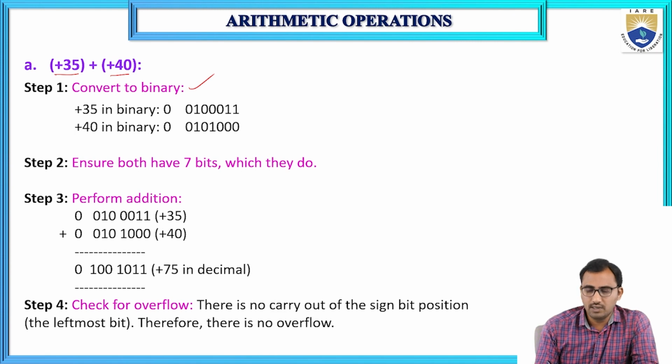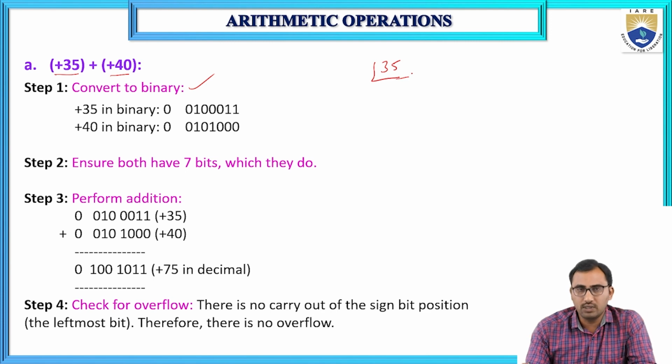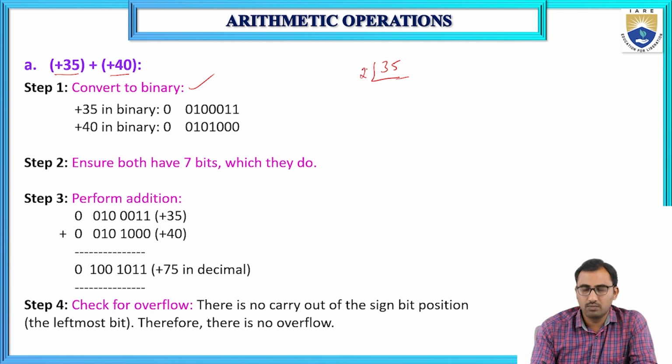So how can we convert? By using division. In order to convert to binary, we have to divide the number by 2. Here 2 1s are 2, 2 7s are 14, remainder 1. Next, 2 8s are 16, remainder 1. Next, 2 4s are 8, remainder 0. 2 2s are 4, remainder 0. Next, 2 1s are 2, remainder 0.